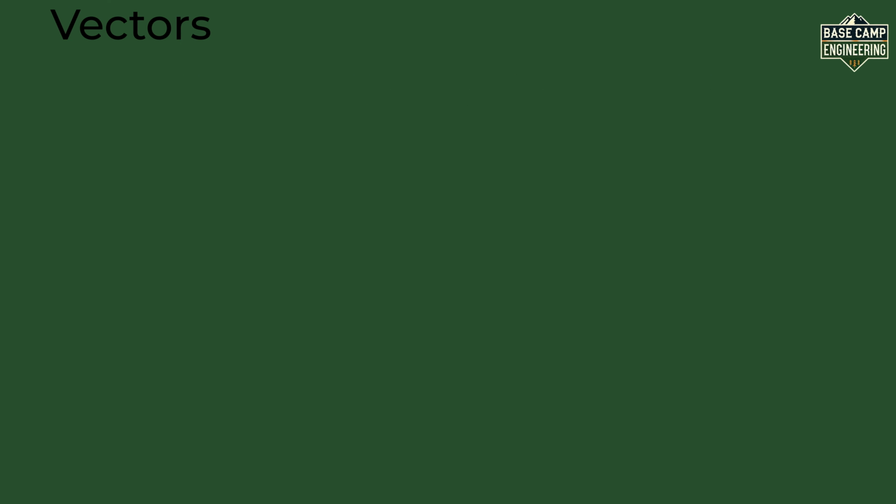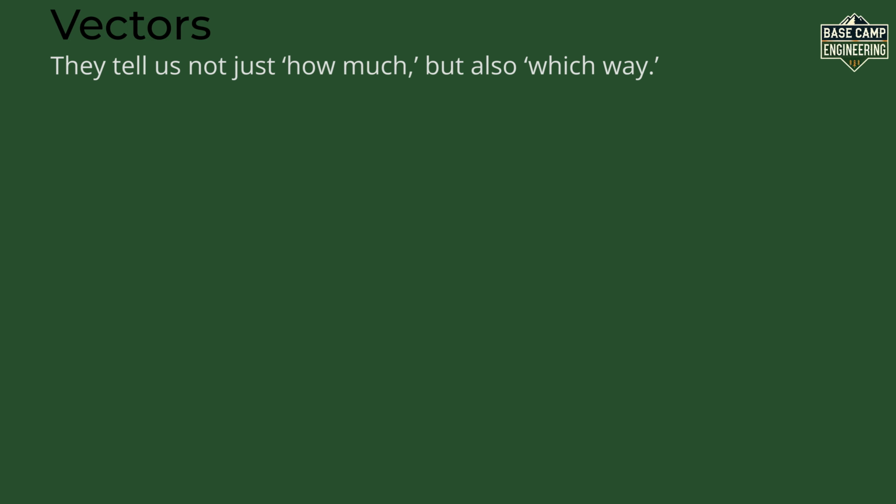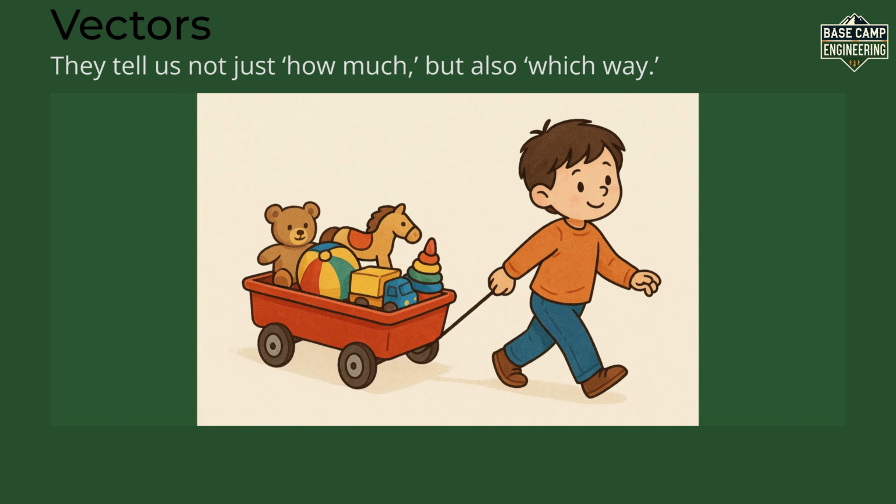Vectors are a little different from scalars because they tell us not just how much but also which way. Imagine you are pulling a wagon full of toys with a rope, but you are pulling it at an angle, like forward to the right and a bit upward. If you pull with a force of 10 newtons, that force is a vector because it has a size, 10 newtons, and a direction, toward the right and up.